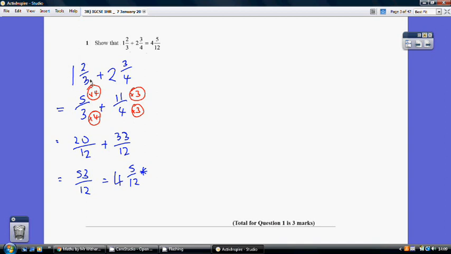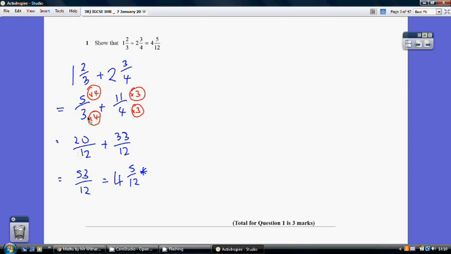So 1 2/3 is 5/3, because the whole is 3/3 plus the other 2 is 5/3, and 2 3/4 is 11/4. 2 4s are 8, add on the 3 to get the 11. The next step is to get a common denominator. 3 and 4 both go into 12, so I'm going to change each of these fractions into being out of 12.